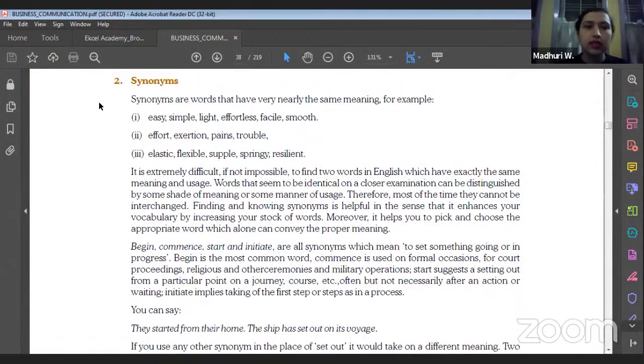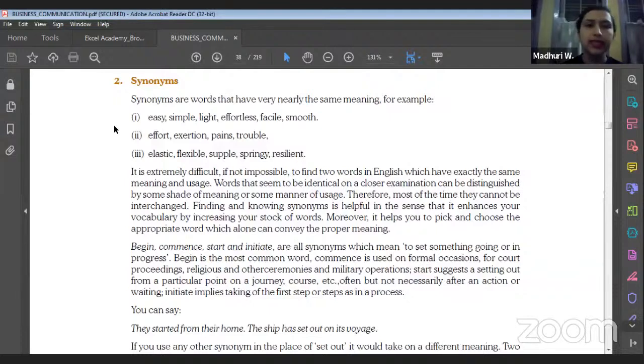The next thing is a synonym. So what exactly is a synonym? So the next aspect of enriching vocabulary is a synonym. What's a synonym? Correct. Same words or words which have similar meanings, right? Same meanings or similar meanings.